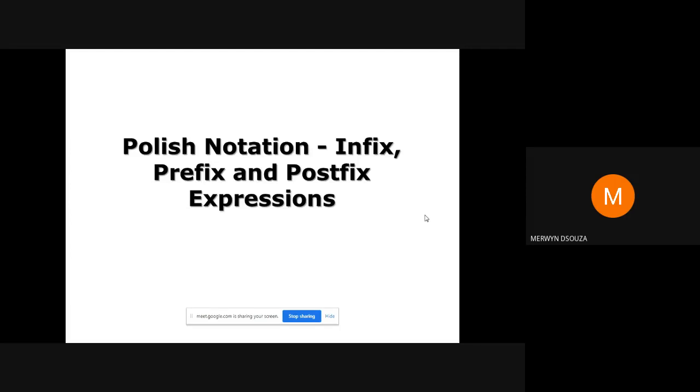Then in later lectures, next week, we are going to see how to convert these expressions from one form to another using stacks. Today we are just going to use maths and solve. If you are good in maths, it should be pretty easy for you. Today is basically a maths lecture and not a data structures lecture.